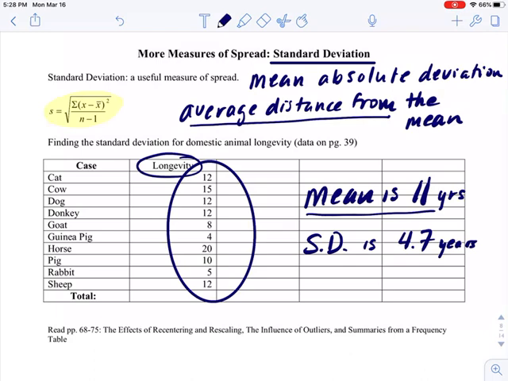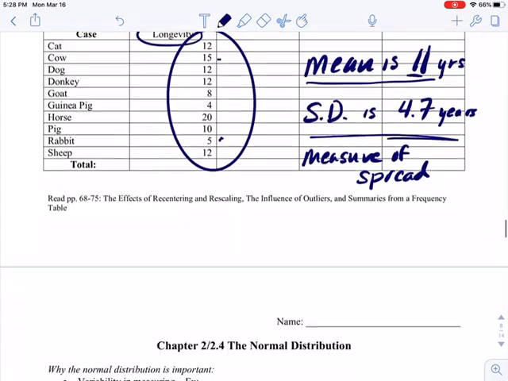So you can see when I look at these numbers, the middle of these numbers is about 11, but then some numbers are bigger and some numbers are smaller. And standard deviation is a measure of that spread. And coming up, we're going to see in a little bit more detail what standard deviation means.